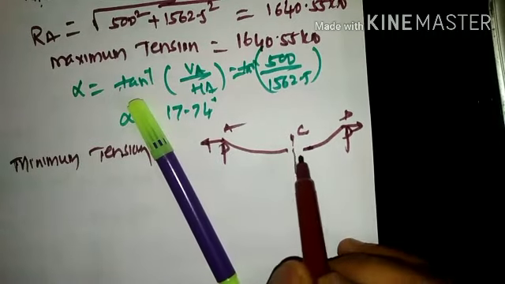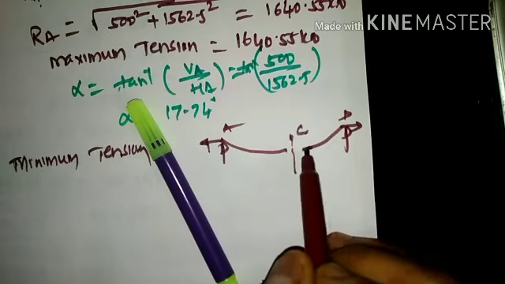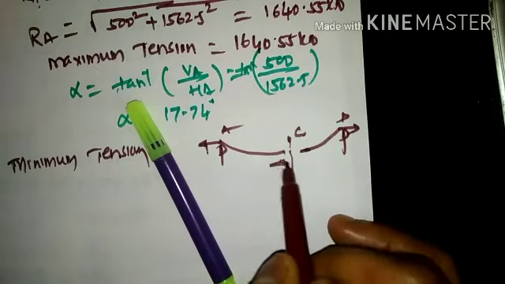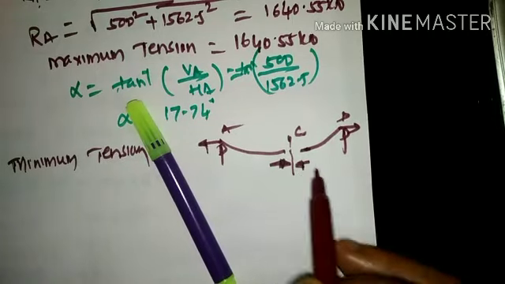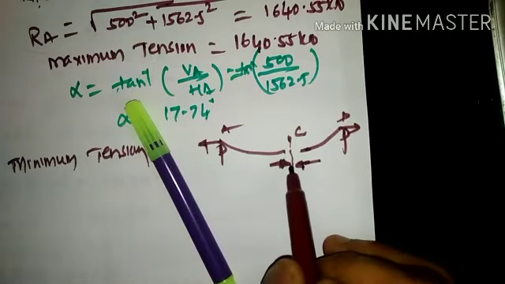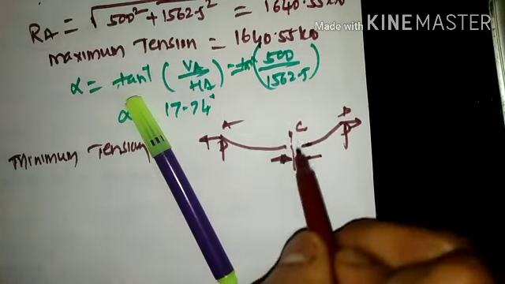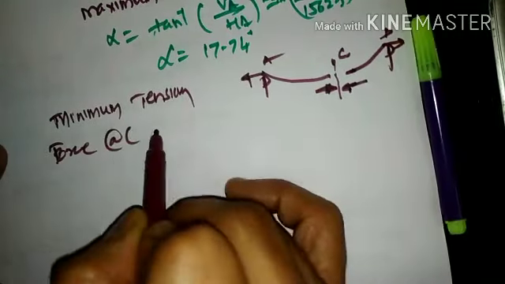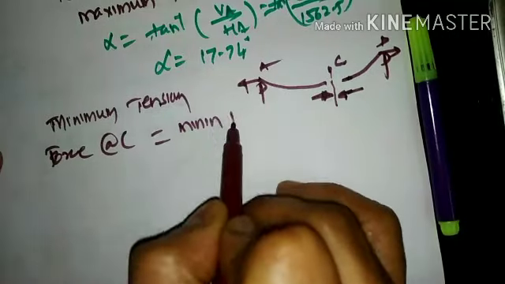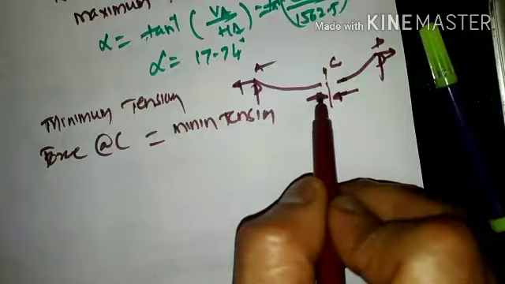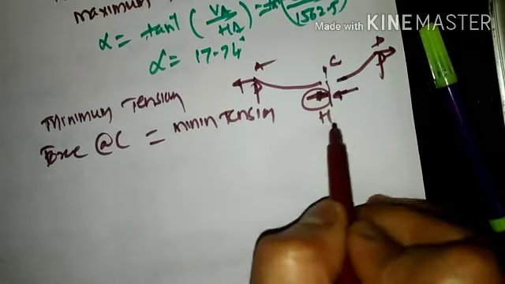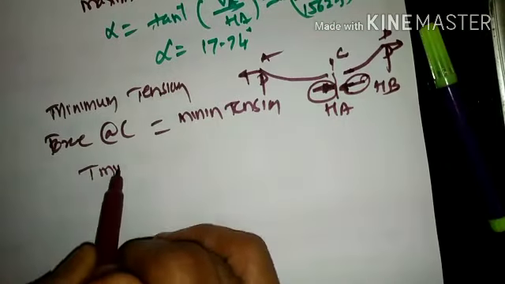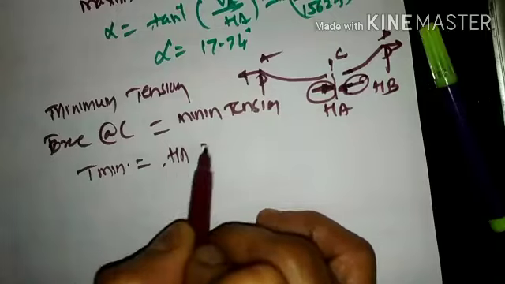At point C, you will not be observing any internal force in the vertical direction. The force that you are going to observe here will be nothing but a horizontal force towards the right hand side and a horizontal force towards the left hand side. And here, since you have only one singular force, the force at C itself will be the minimum tension force. Now what should it be? As it is a force towards the right hand side, this force will be nothing but HA and this force will be nothing but HB. So T minimum will be either HA or HB.